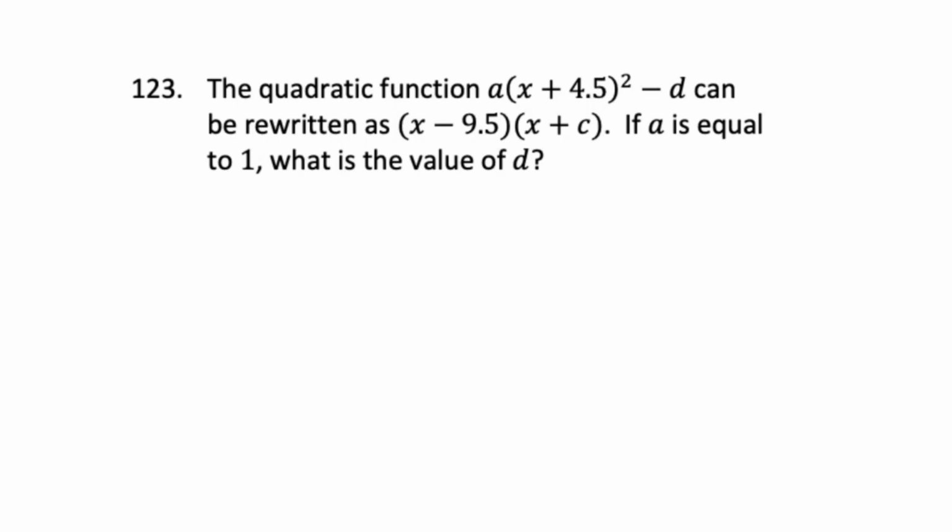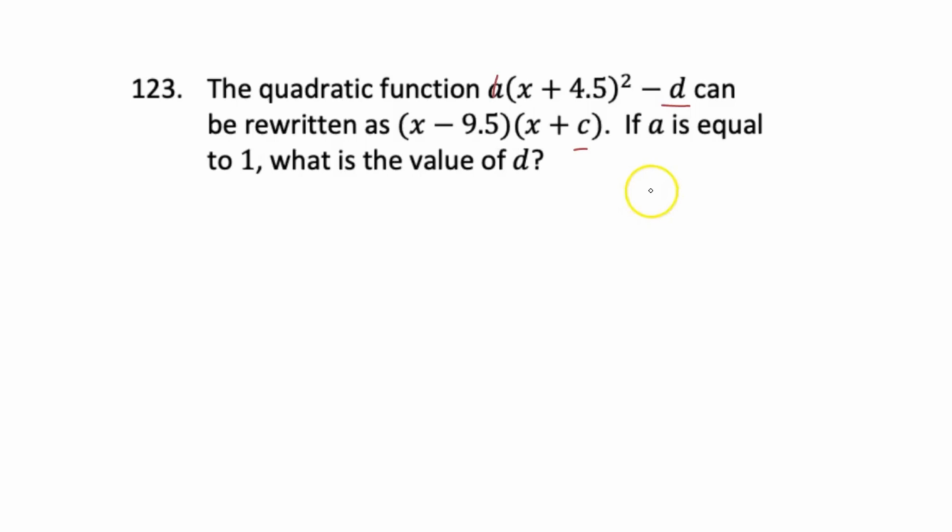So the first thing we see is that we have basically two quadratic expressions, but they are apparently equal to each other. It's just that two of the variables here, as you can see, d and c, are unknown. And so we can't just set these two expressions equal because we have two unknown variables. They also say that a is just equal to 1, which makes this very easy because then we can just say a is negligible, right? It's not going to impact the rest of our expression. So now we're left with (x plus 4.5) squared minus d, and then this factored expression, (x minus 9.5) times (x plus c).